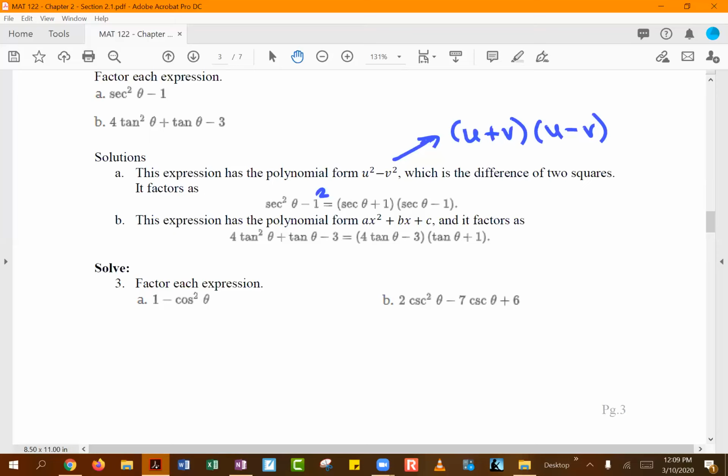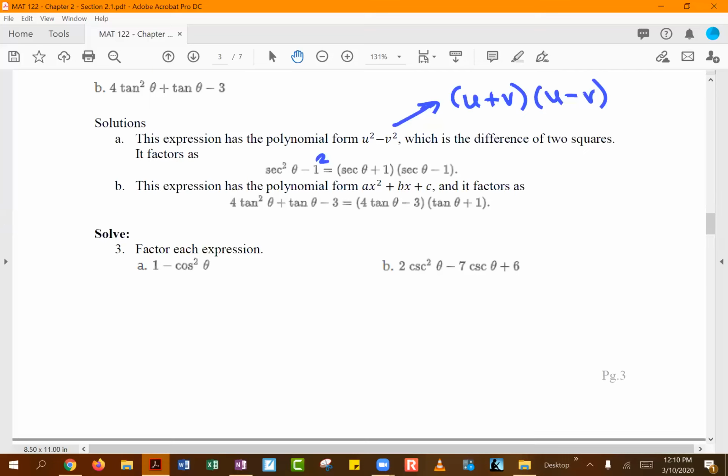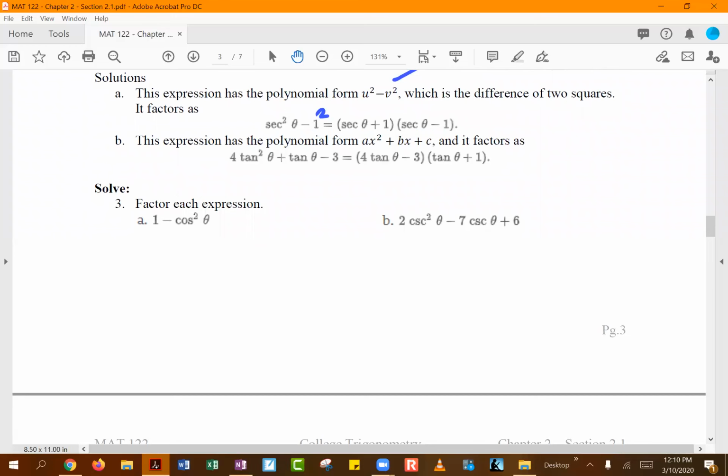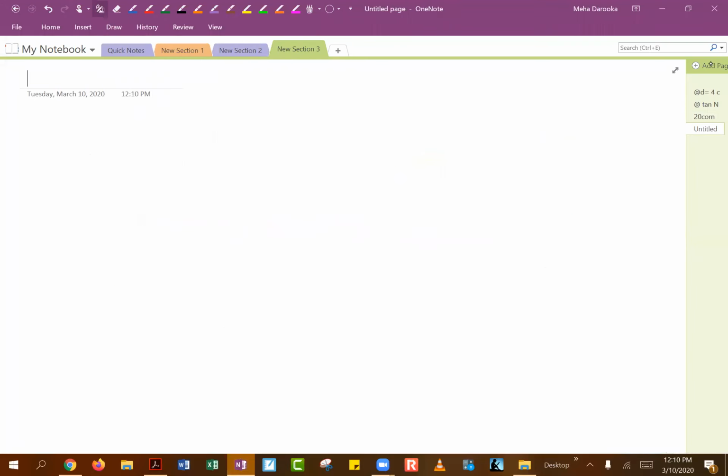So you've got 4 times tangent theta minus 3, tangent theta plus 3. And again, the idea is if you were to go back and FOIL this, you should come back to the original expression. So we're just using factoring a trinomial here to help us come up with what the factored form would look like. We've got similar examples in our problem 3 here, A and B. So let's try to factor those down, and see how we can do difference of squares and factoring a trinomial with trigonometric expressions.